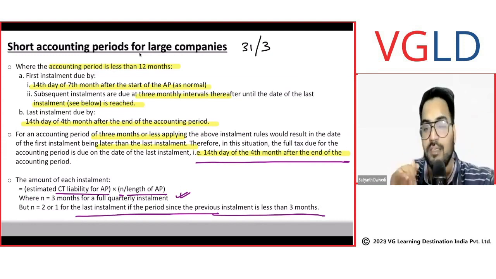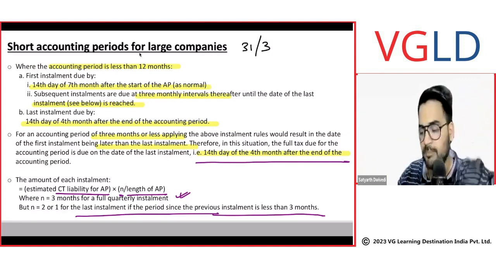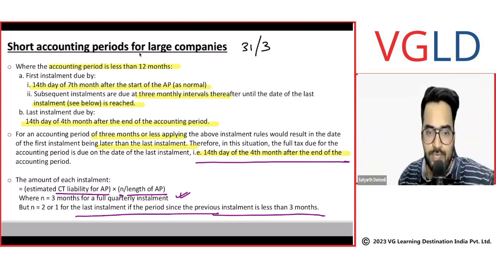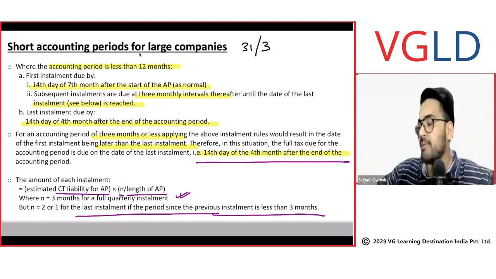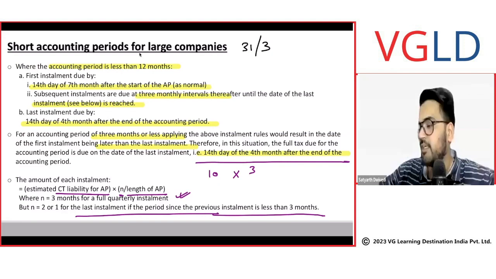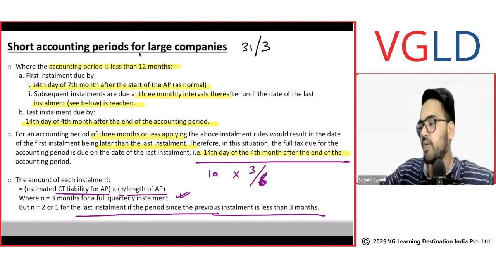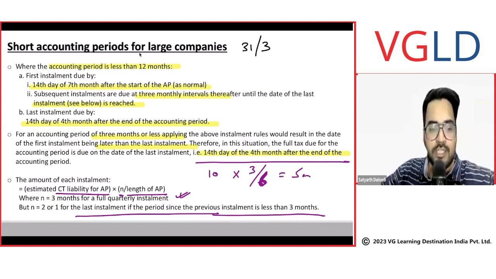Sir, what does this mean? This means if you have a full 3 month period, so it's a full period. Suppose 10 million is your liability, 10 million multiplied by n, which is 3, because it's a full quarterly installment. So 3 upon, suppose it's a 6 month AP. So it's a short AP. 3 by 6, which is 5 million you have to pay for each installment.